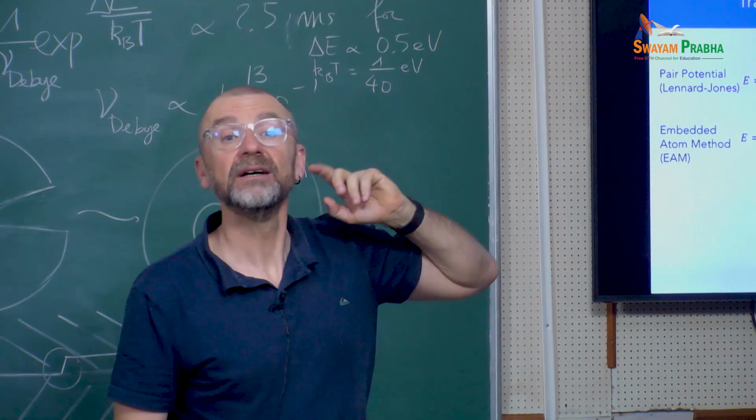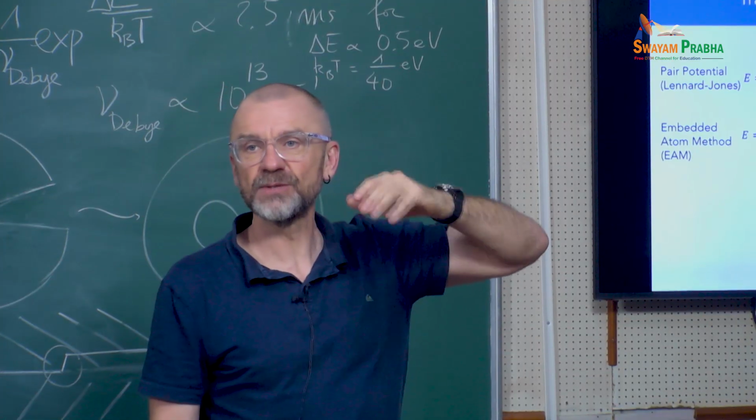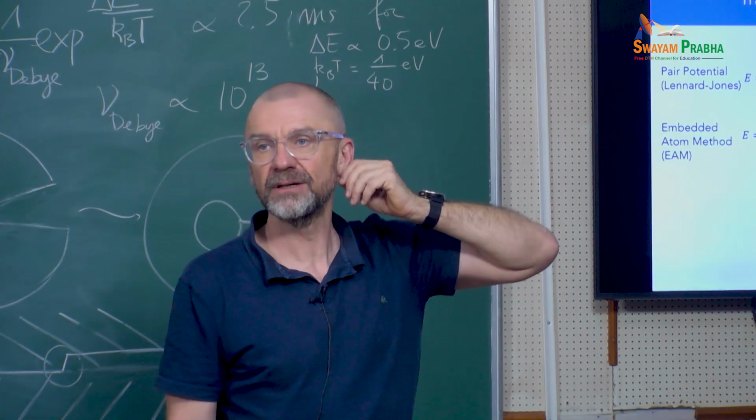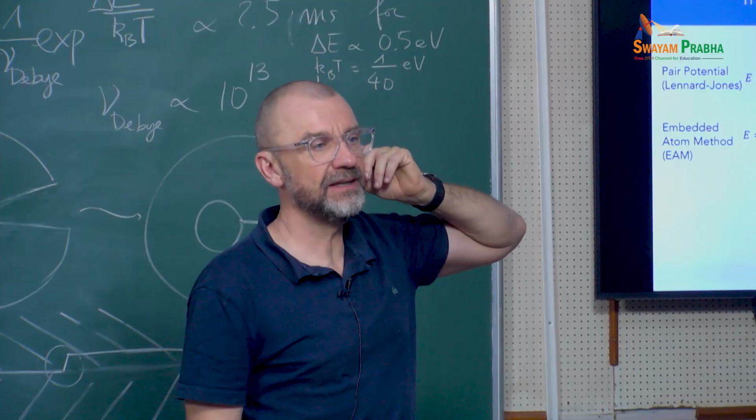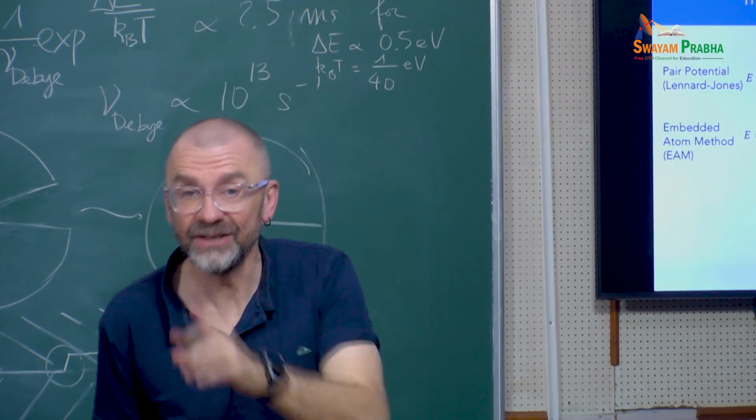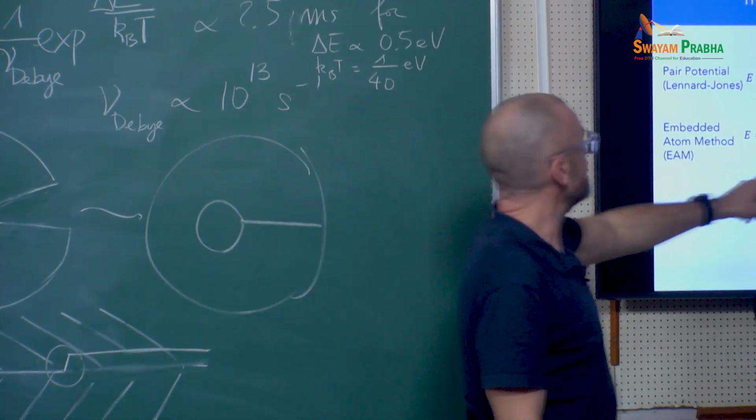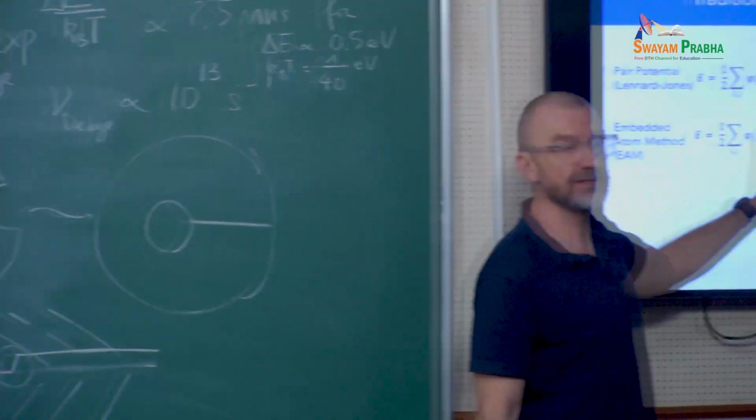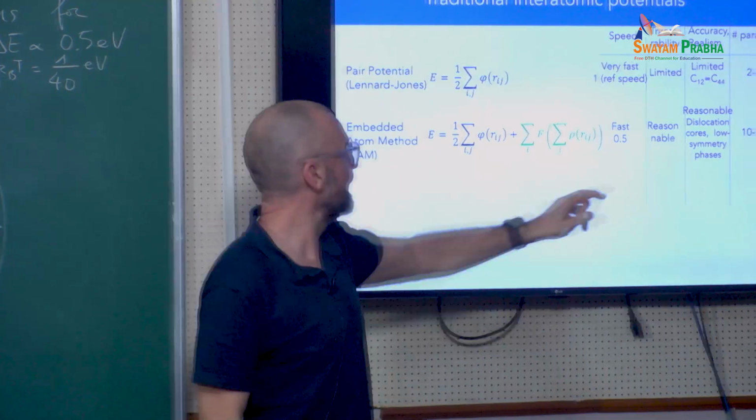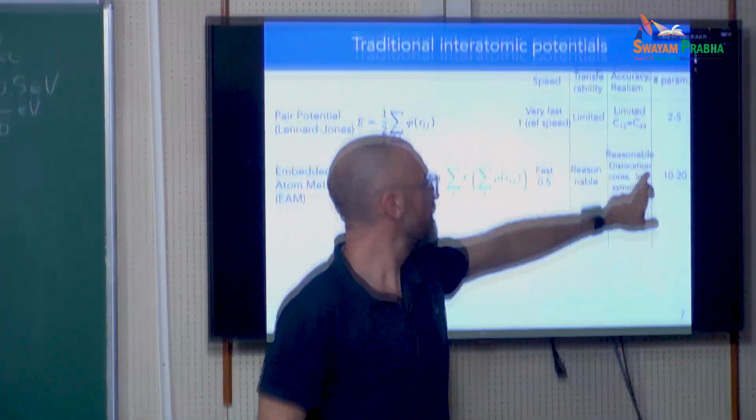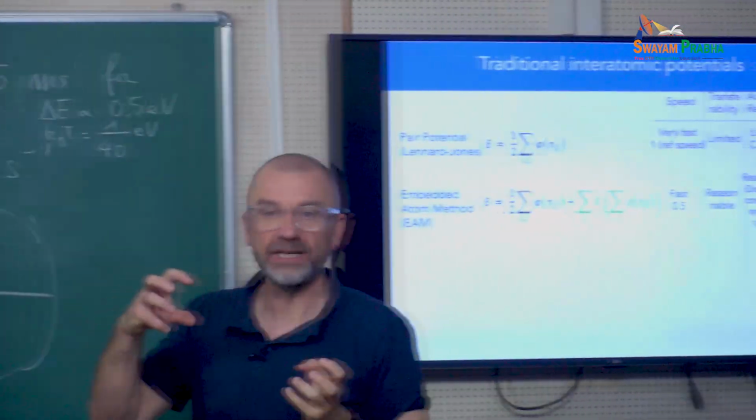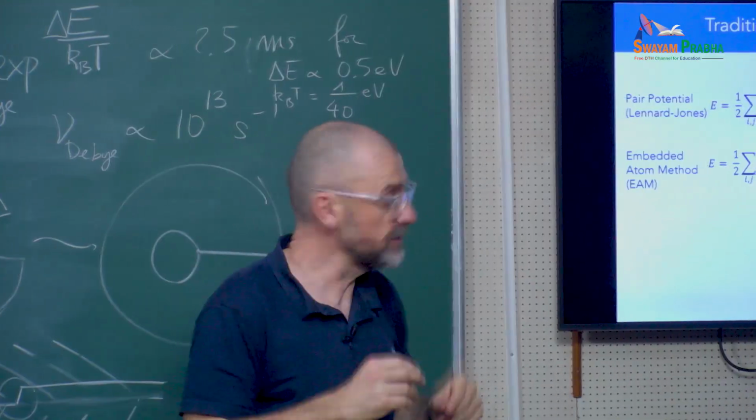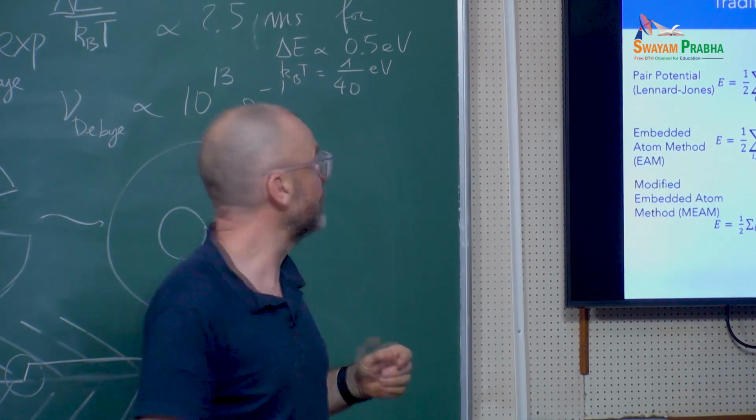What would you add? Yeah, the modified EAM. And so what's the difference between EAM and modified EAM? What is added in the modified EAM compared to the EAM? Angular interactions, yeah, because this is still only a function of the relative distance between atoms, and that's why it has a hard time reproducing the low symmetry phases. If you want to have low symmetry phases, then you need to add angular terms.